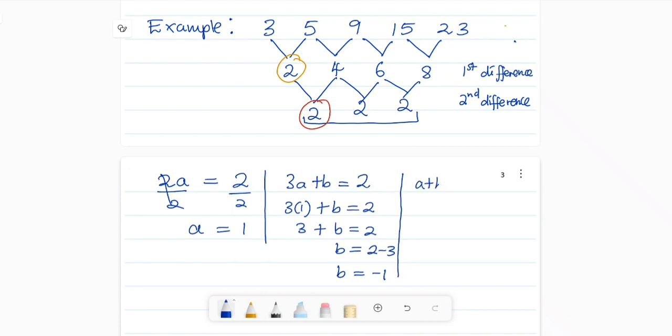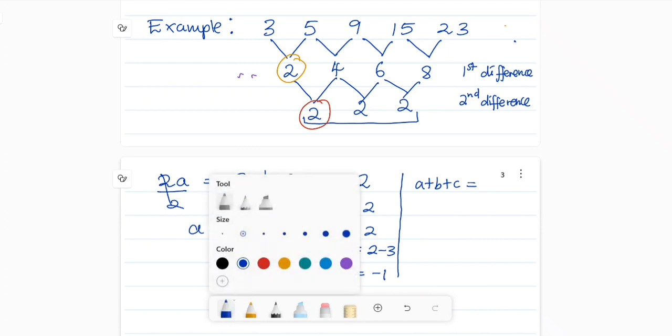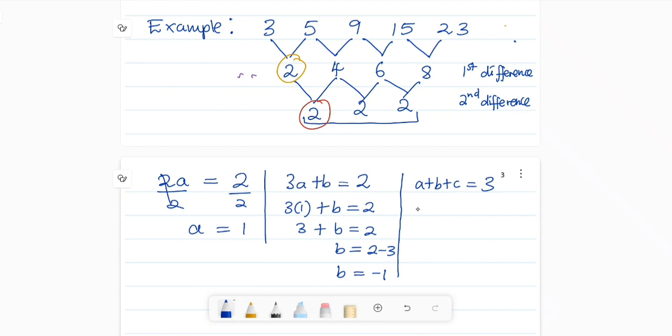Good. Then finally, for us to get the value of c, we say a plus b plus c is equal to the first term of the original sequence, which is 3 up there. So we substitute our values: a is 1, b is negative 1, then plus c equals 3. You can see that these two will give us a 0 here, so that means our c value is equal to 3.